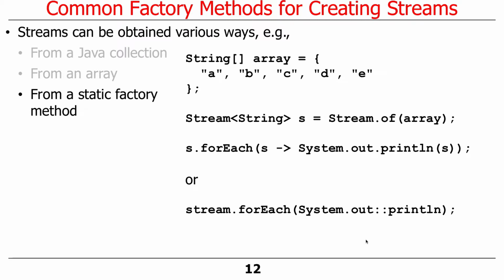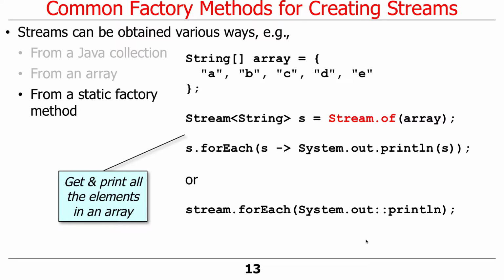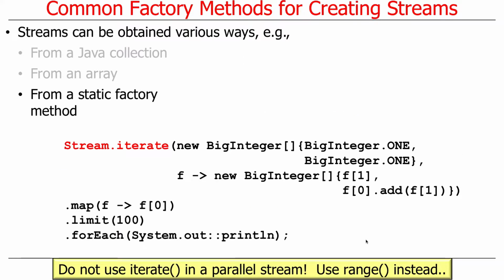You can also use a static factory method called of, and Stream.of will convert an array into a stream. So same basic idea that we saw before. We can use forEach on these things.